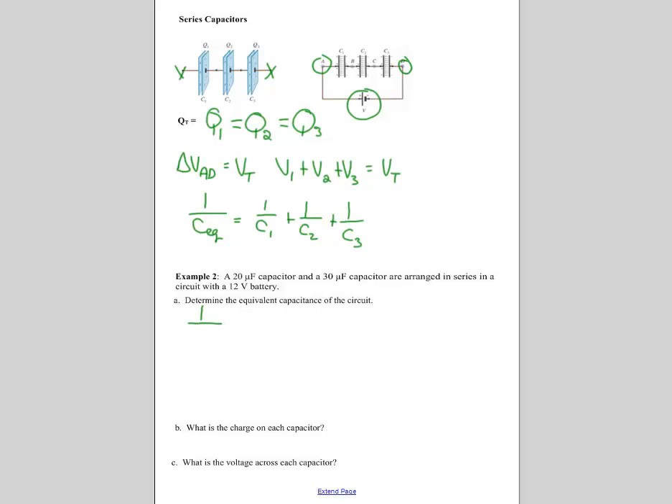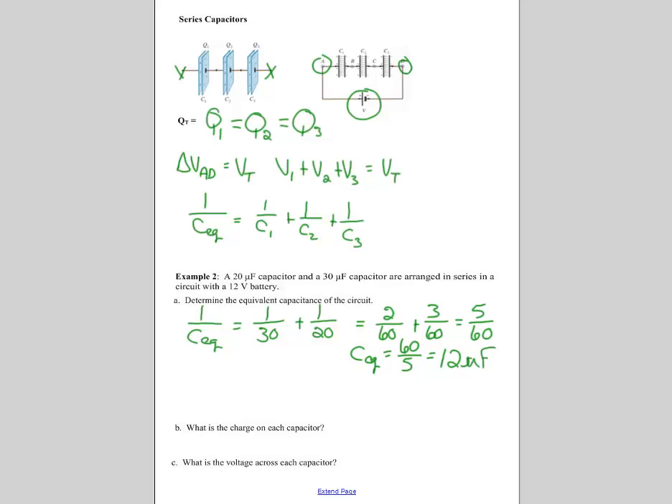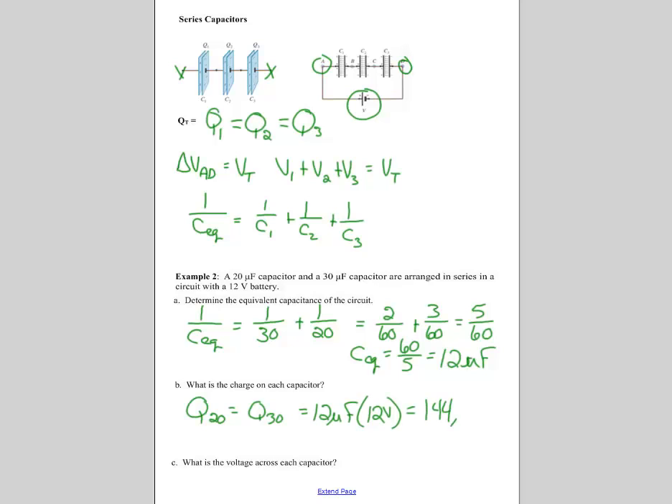So 1 over the equivalent capacitance equals 1 over 30 plus 1 over 20. Well, we can change that to 60, so we've got 2 over 60 plus 3 over 60 equals 5 over 60. The equivalent capacitance is the inverse of that, so that's 60 over 5, or 12 microfarads. Charge on each capacitor: on the 20 microfarad, it's going to equal the charge on the 30 microfarad, which equals, in this case, the equivalent capacitance, 12 microfarads, times the total voltage. So we get 144 microcoulombs.